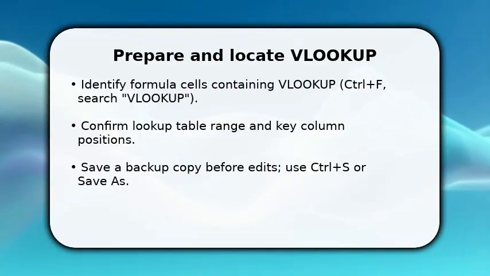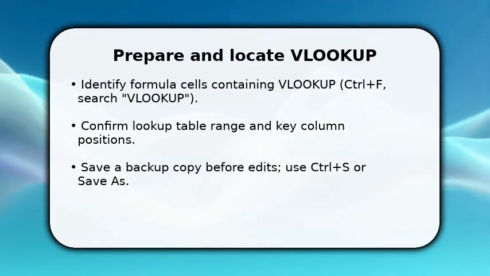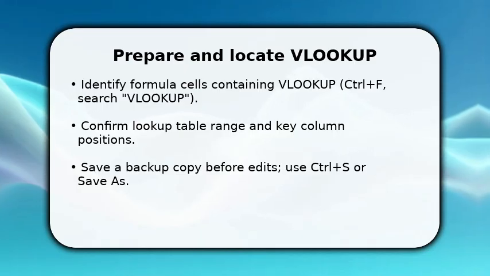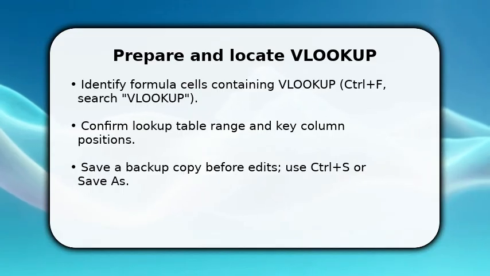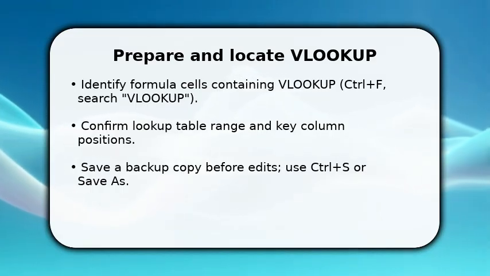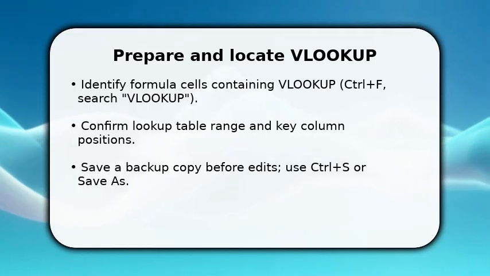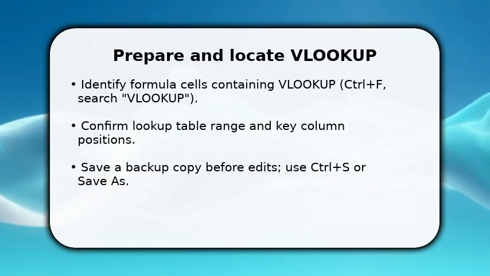You start by locating every VLOOKUP instance in your workbook. Use Ctrl+F to quickly find VLOOKUP and note each sheet. Once done, inspect the lookup table ranges and which column index the formula returns, because that determines how you'll replace results. Make sure to save a backup copy first so you can revert if needed.